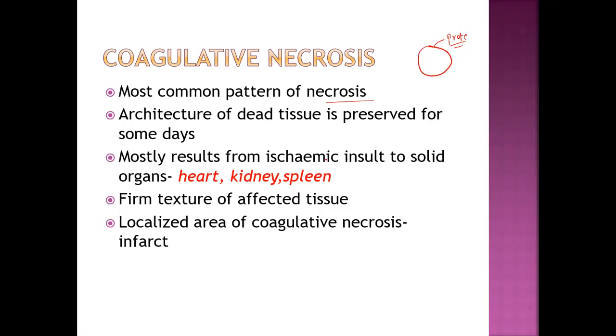Mostly it results from an ischemic insult to solid organs such as heart, kidney, and spleen. Generally, mostly seen in heart and kidney, and sometimes in spleen. The firm texture of the affected tissue. To know about the gross appearance of coagulative necrosis, you can refer to my other video. But in this also, a firm texture of the affected organ can be seen. The texture is firm, and a localized area of coagulative necrosis results in an infarct.